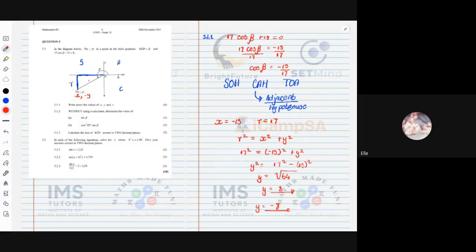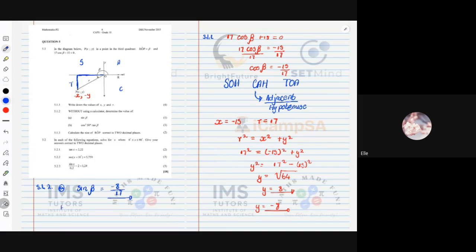Okay, so next thing, they're saying without using a calculator, determine the value of sine theta. 5.1.2 (a): sine theta is opposite over hypotenuse. Our opposite side is what? It's minus 8 over hypotenuse. We said it's 17. That's your answer.